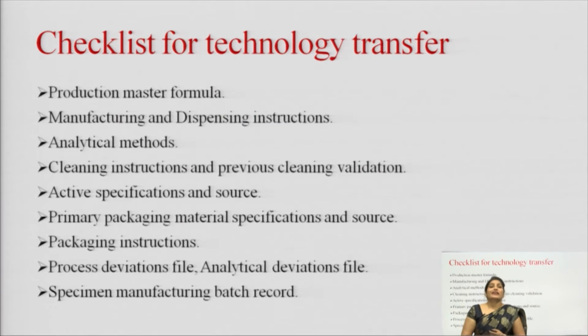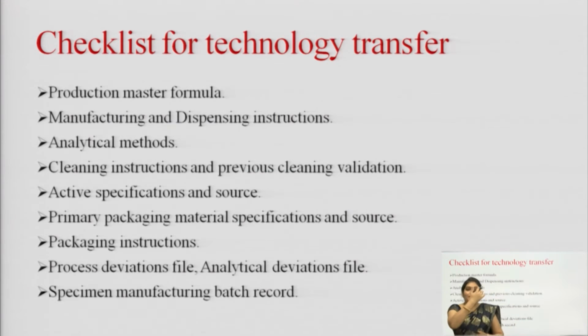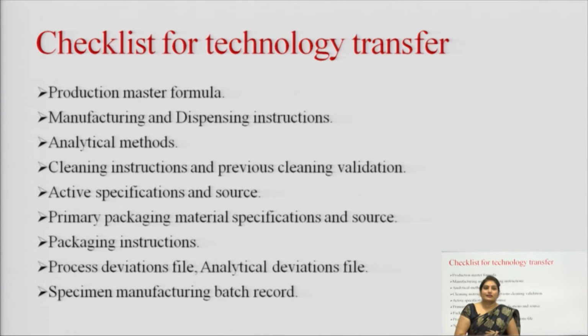Next is the checklist for technology transfer. This is the checklist for the technology transfer. Okay. Means these types of documents should be with us for the transfer of technology. First is the production master formula. Production master formula means the formula or the procedure, the key ingredients that are used in the formula. Okay. So, that should be with us.